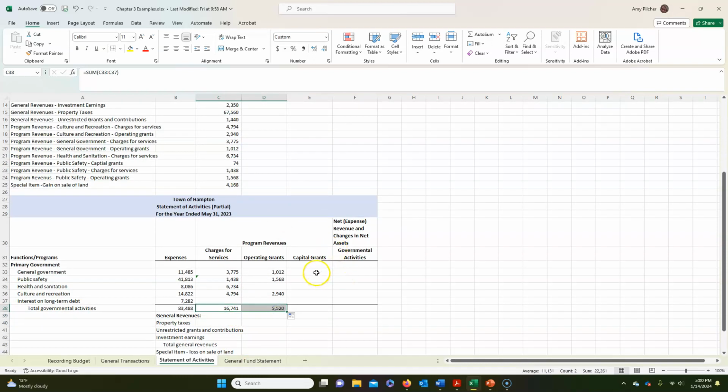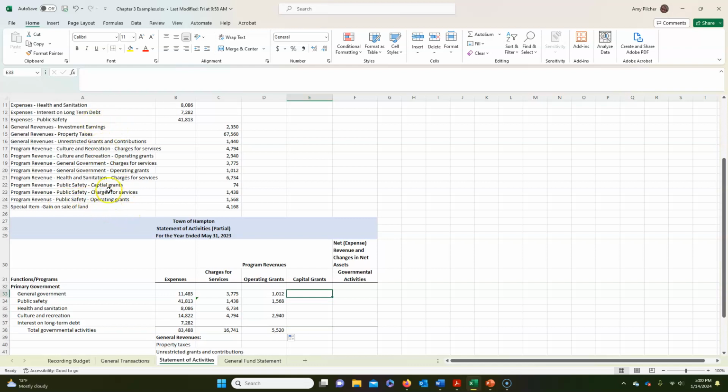Then we have capital grants. Remember, the difference between operating grants and capital grants is that capital grants are specifically allocated for capital purchases only, whereas operating grants can be used for any operating activity. So capital grants are for capital investments only. When we look through this information, we see that the only capital grant we had was public safety's, for $74.